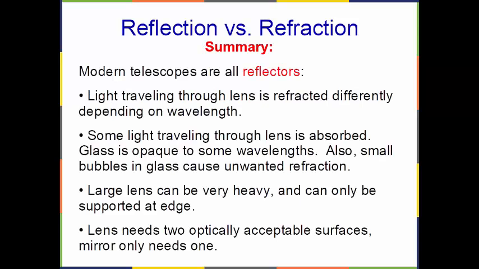So as a summary, most modern telescopes are reflectors. Light traveling through a lens is refracted differently by different wavelengths and produces a chromatic aberration. Some light traveling through the lens is absorbed. Also, there might be tiny bubbles in the lens that also cause it to refract. Large lenses can be heavy and can only be supported by the edge. And finally, lenses need two optically acceptable surfaces. Mirrors need only one.